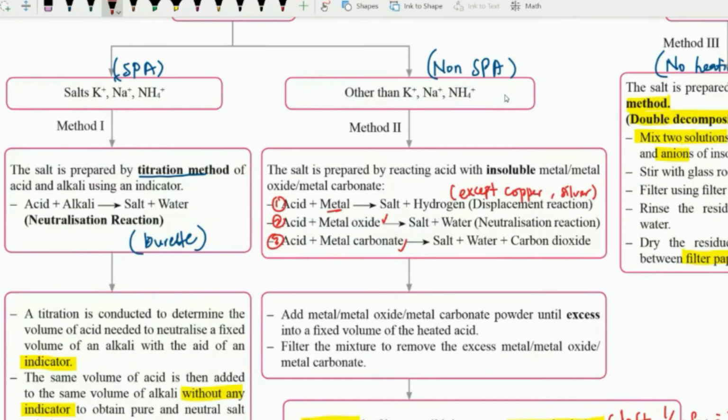Then you add in the metal oxide or metal carbonate powder until excess in a fixed volume of acid. The acid, you need to heat it. Then filter the mixture to remove the excess metal oxide or metal carbonate. We put excess into the acid to ensure the acid is fully reacted. That is the reason to put them in excess.